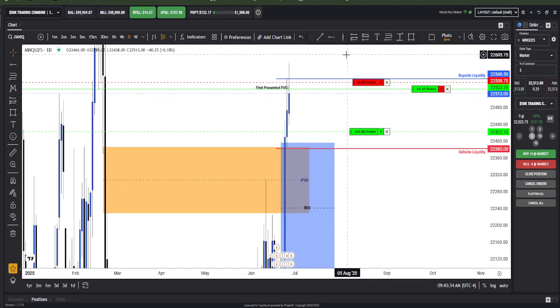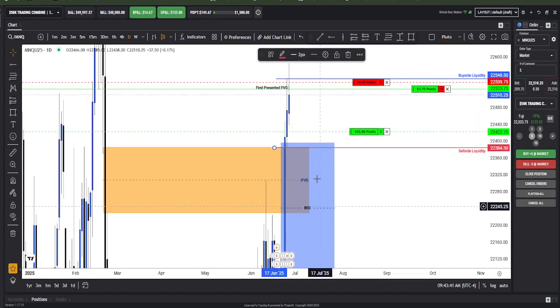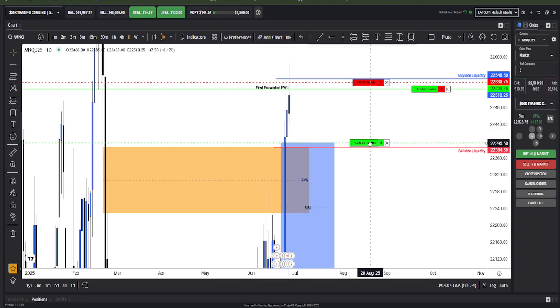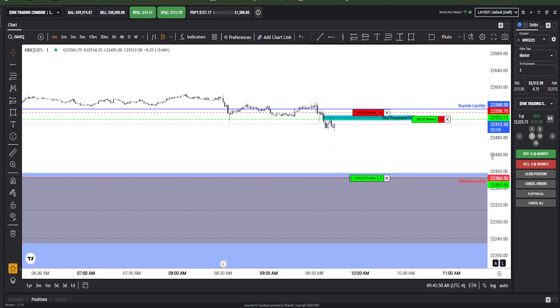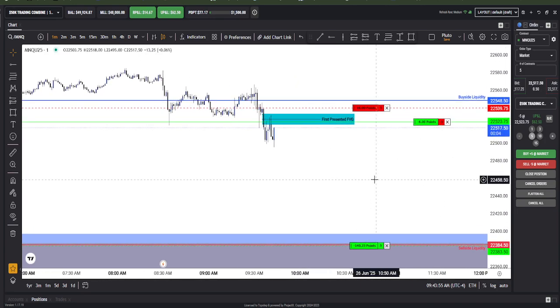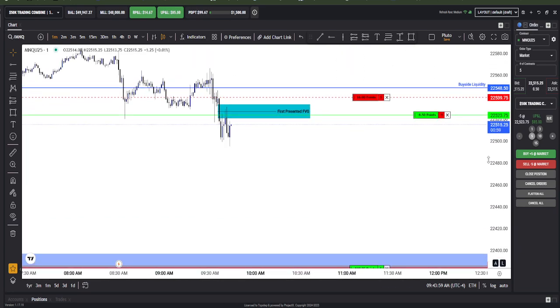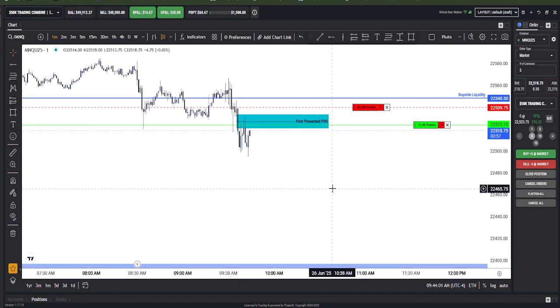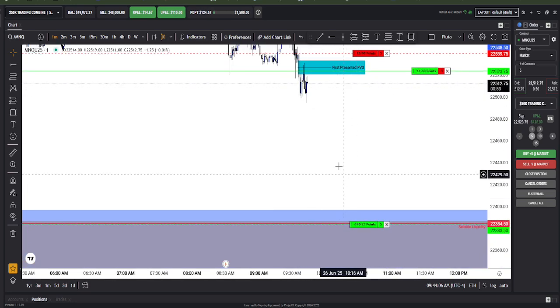Hold on. Let me fix it up real quick. I don't know why I adjusted it, but yeah. I think we might gravitate lower back into this range. That's what I think could happen. But we're gonna just observe to see what this price action does. I'd like to see it just kind of shift down into this range.